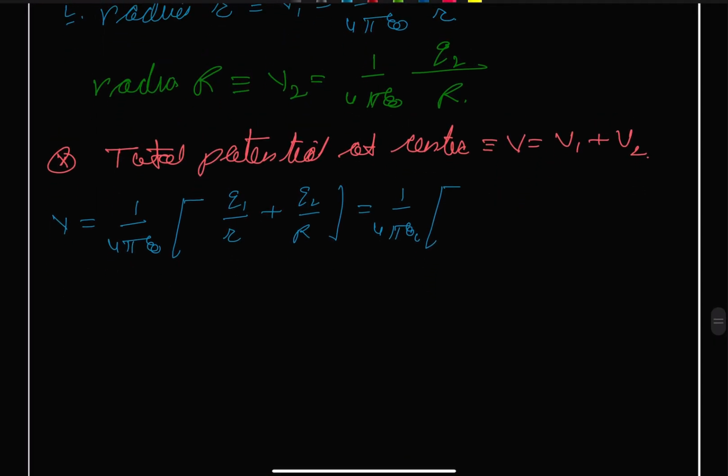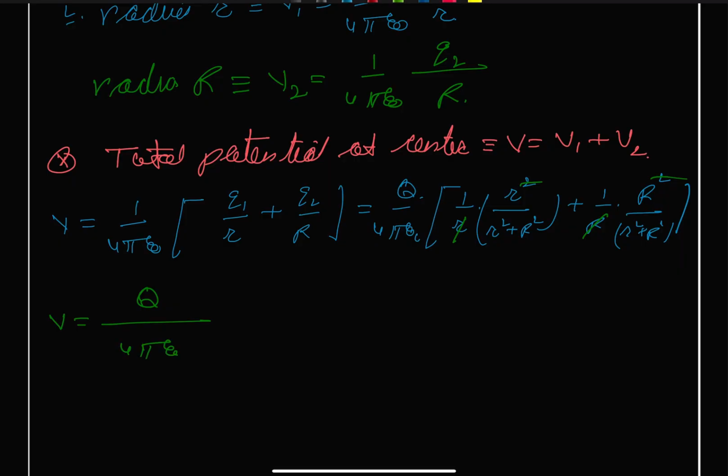Inside we get 1 upon r, times r square upon r square plus capital R square, plus 1 upon capital R, times capital R square upon r square plus capital R square. The charge Q is taken as common here, and the r square cancels out. So our potential V will be equal to Q upon 4 pi epsilon naught, and the denominator is the same, so we can take it common, and we get r plus capital R divided by r square plus capital R square.